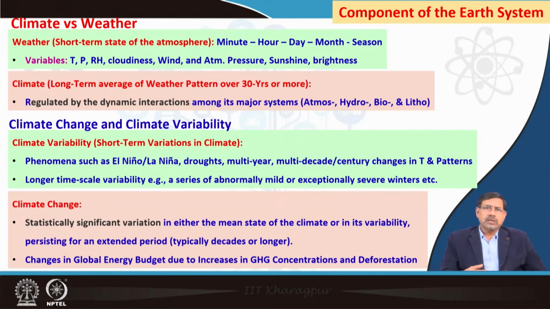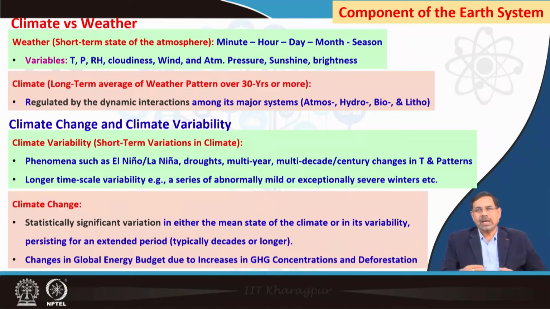In contrast to weather, climate is defined as the long-term average of weather patterns over 30 years or more. We are talking about Earth's climate, and Earth's origin is about 4.56 billion years old. When we talk about a billion, we know that 1000 million is a billion, and 1 lakh years is 1 million. And then we talk about the climate from a methodological point of view.